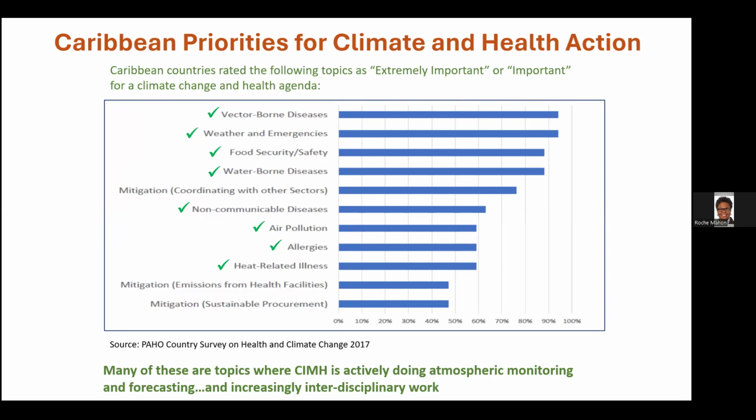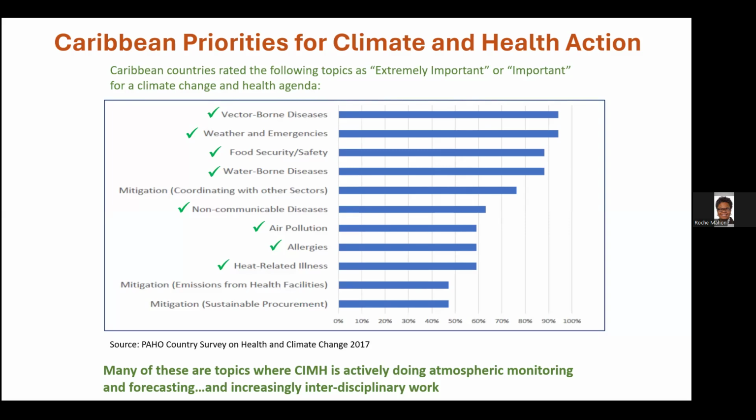And you see the results on this slide here. As you can see, the results do make clear that Caribbean health professionals did rate many topics where CIMH was actively doing monitoring and forecasting work, and as we go forward, interdisciplinary work, as either important or extremely important. And you see the climate-sensitive themes here, themes that I mentioned recently, like vector-borne diseases, weather and emergencies, food safety and security, waterborne diseases, heat-related illnesses, etc.